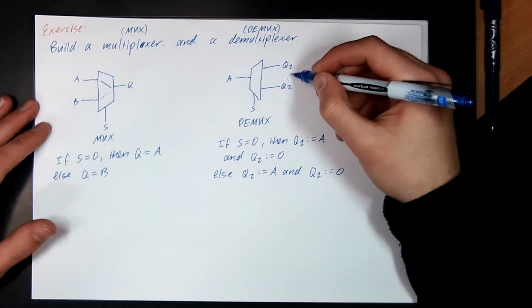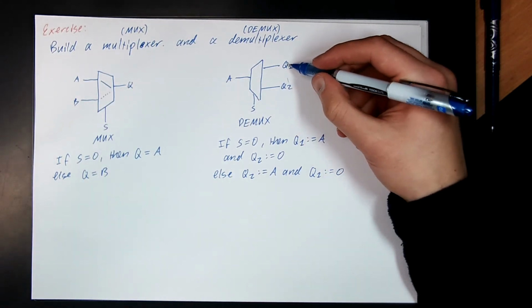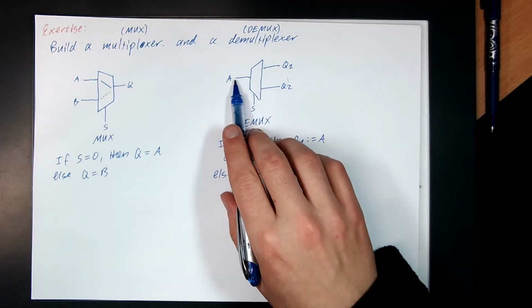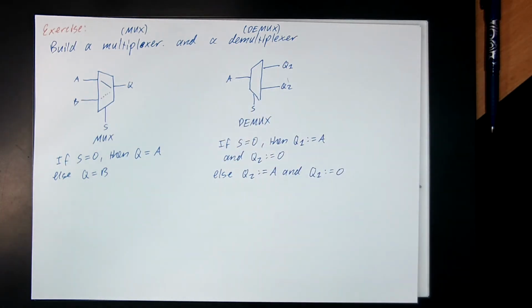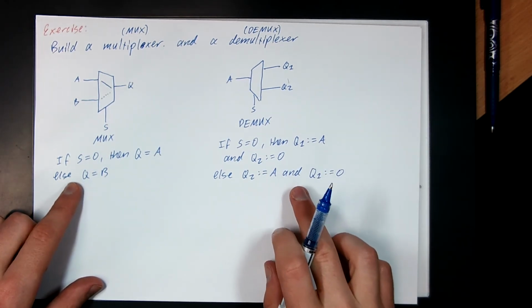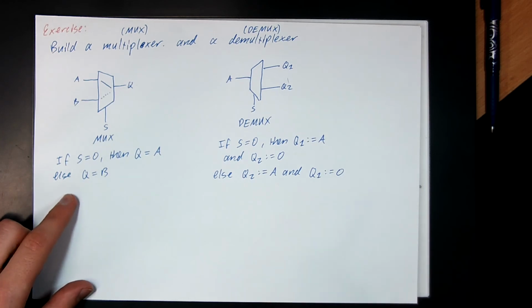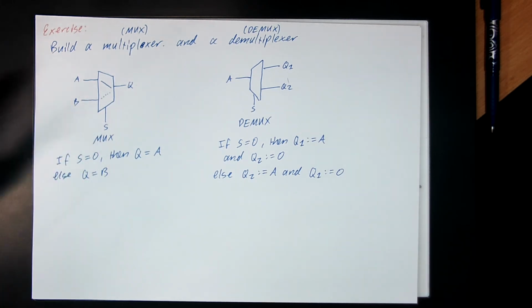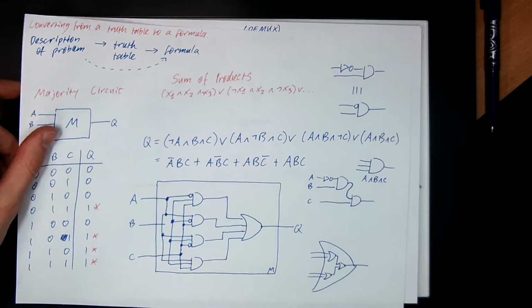Because we have two outputs, we always have to be returning something. I can't leave an output like undefined. So wherever the input isn't going, we just set it to 0. So from these descriptions, work out the truth table, and then work out the formula for these, and then work out how you can build this thing out of the common logic gates we've already got, just like we did for the majority circuit example.